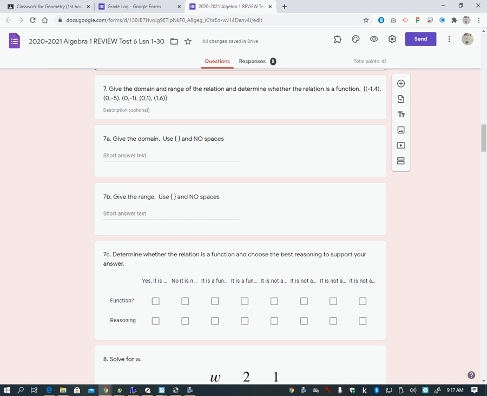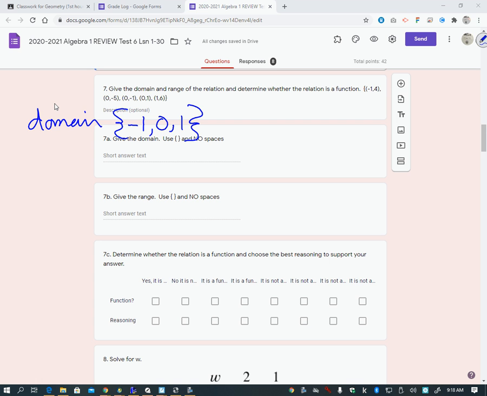All right, so give the domain and range of the relation. Determine whether the relation is a function. Domain is what values? And whenever I list them, how do I list them? Least to greatest. And I don't need to repeat anything if it shows up more than once. What is the smallest x value? -1. Then what? 0. And then what? 1. That's all I need.